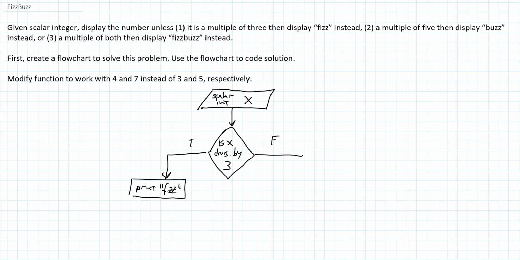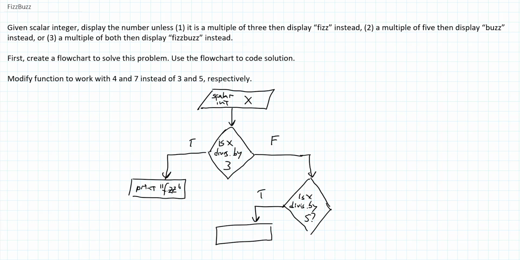And then if it's false, well, then there's other things that we're going to have to do. All right, so if it's divisible by 3, we're going to print fizz, or display it to the command window. If it's false, we can check, well, let's look at the next statement. Is it a multiple of 5? So is x divisible by 5? If that's true, if it's divisible by 5, then we should print buzz. So I'll just put here buzz in quotes, but that means print buzz.